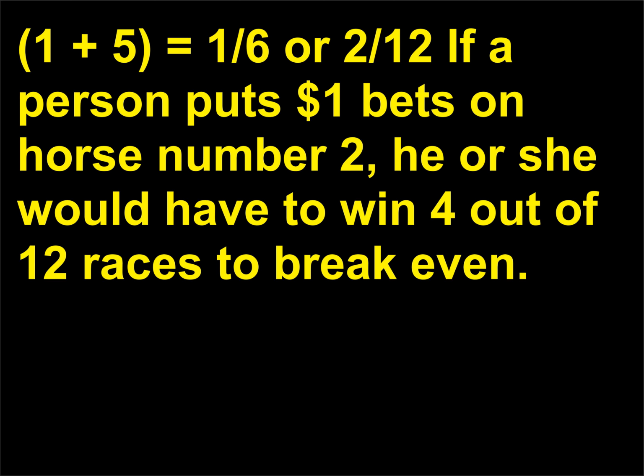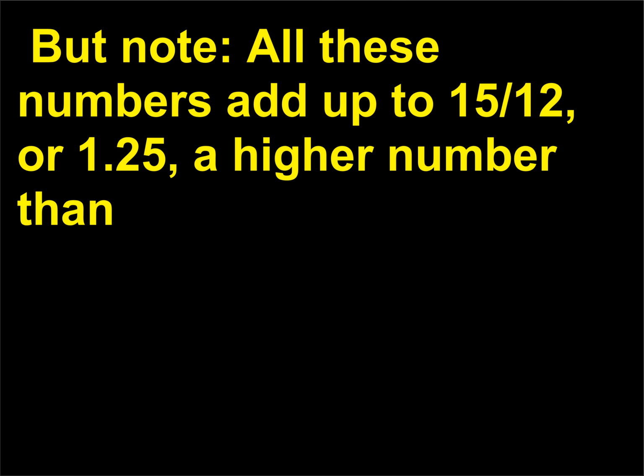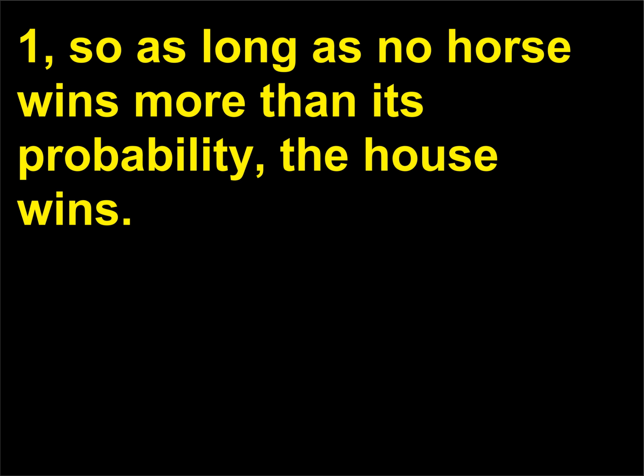If a person puts $1 bets on horse number 2, he or she would have to win 4 out of 12 races to break even. But note, all these numbers add up to 15/12, or 1.25, a higher number than 1, so as long as no horse wins more than its probability, the house wins.